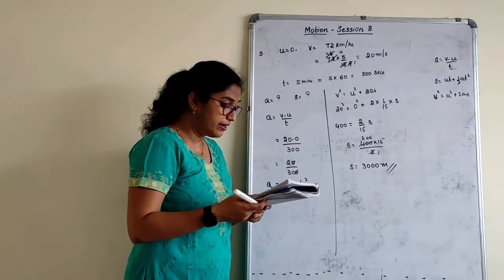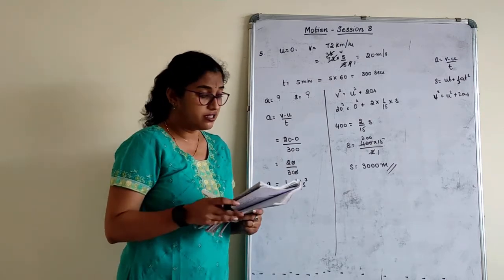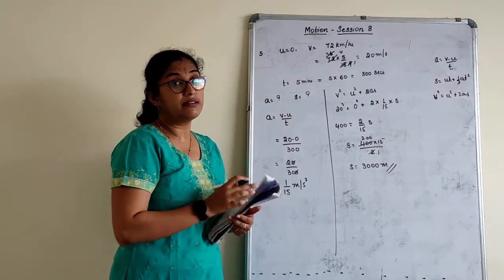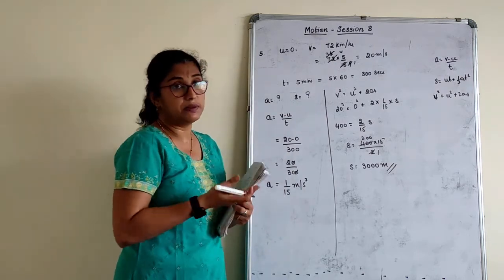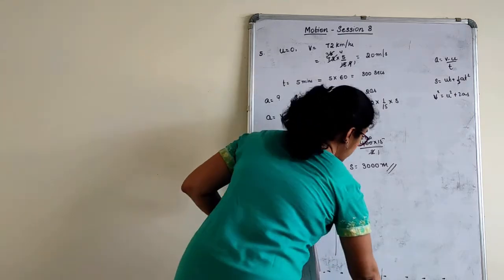Now in the book they have given it as 3 kilometer, not required. They haven't asked us to find the distance travelled in kilometer, so you need not keep it. This is also absolutely fine. We'll move to the next one quickly.